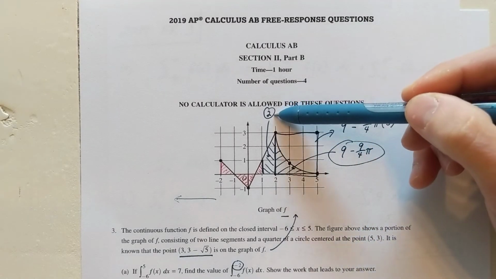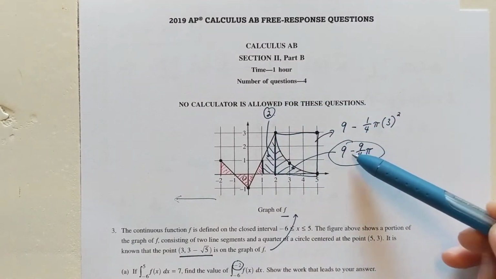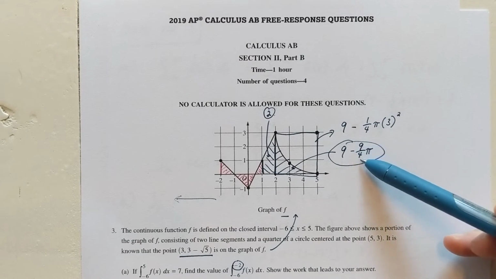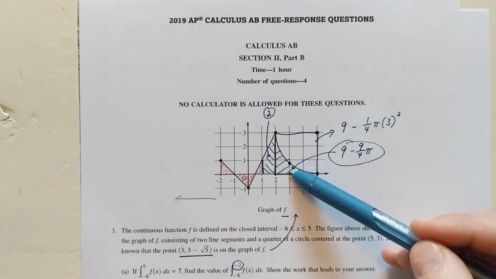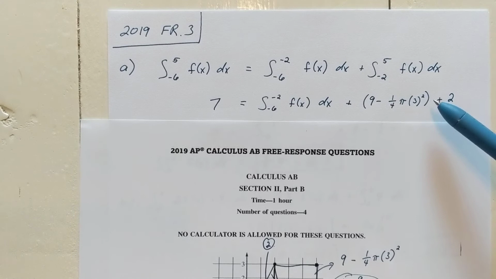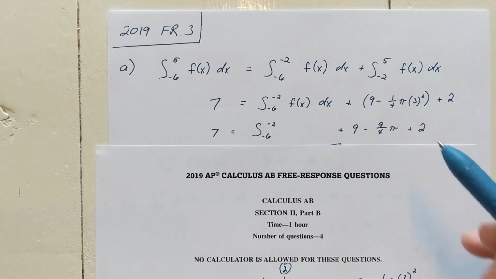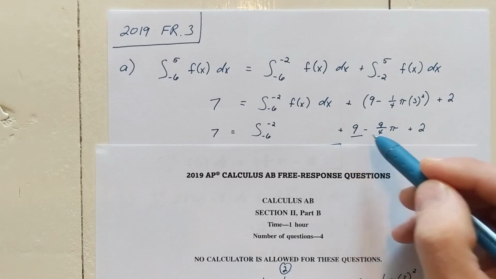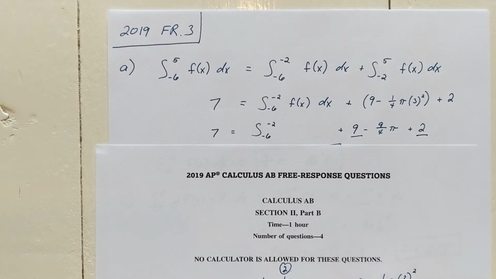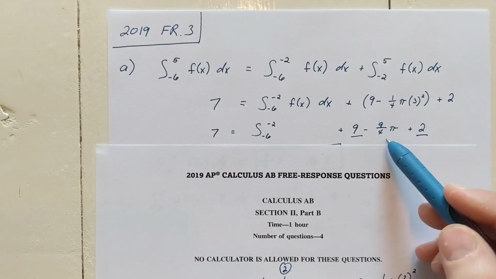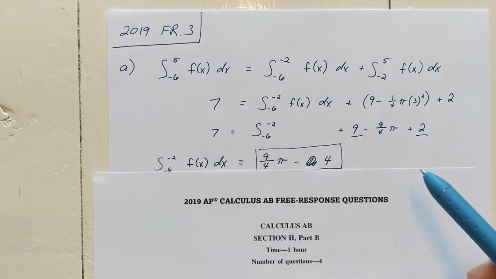So when we put together this 2 here for the trapezoid and the 9 minus the 9/4 pi for that little sliver right over there, we get an area for that integral. I never actually added those together: the 9 and the 2 are going to get us the 11 right there, and there's the minus 9/4 pi that we had.